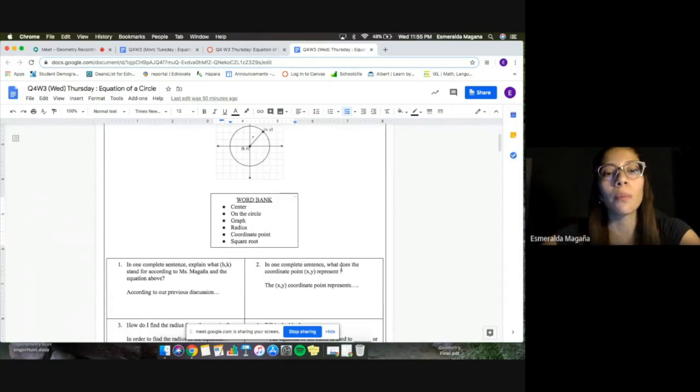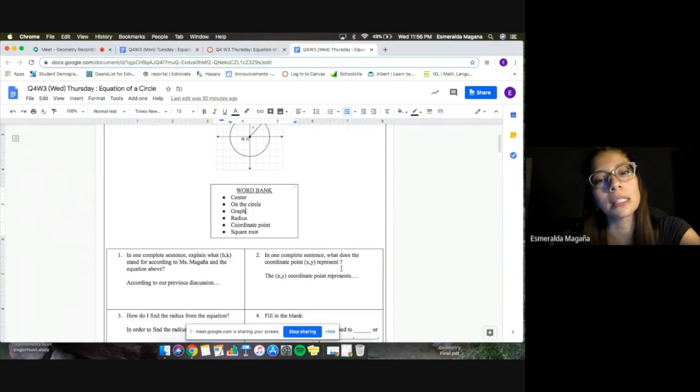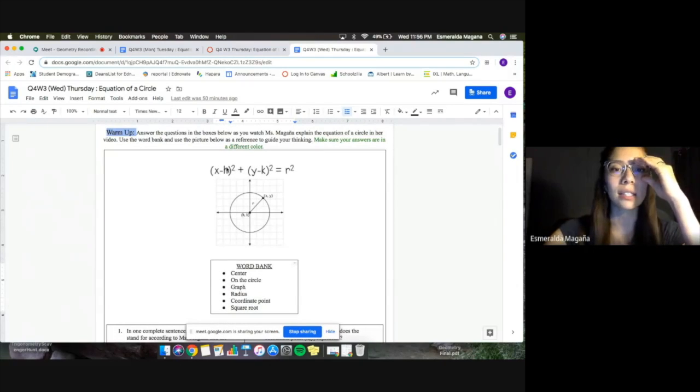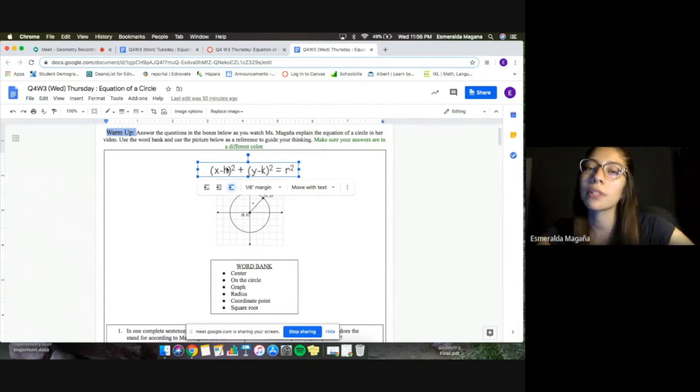Number 1 is asking, in a complete sentence, explain what H and K stand for according to what I'm saying right now and to the equation above. So I'm going to go ahead and explain what this entire equation means. Now it's up to you to fill in the questions, okay?